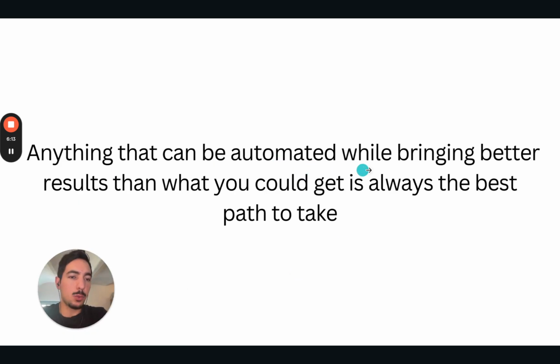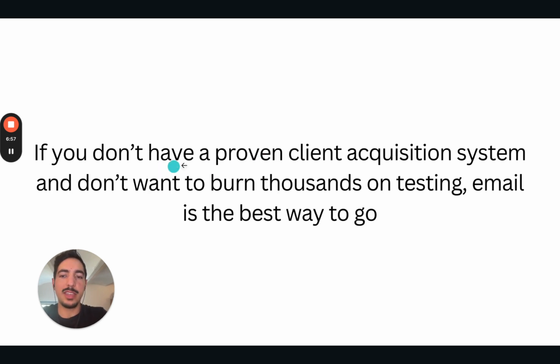Anything that can be automated while bringing better results than what you could get personally is always the better path to take. It's easier said than done, of course, but just have that framework constantly in mind. To automate, of course, we could try ads, we could try delegating from day one, but if you don't have a proven client acquisition system and don't want to burn thousands of dollars on testing, email is absolutely the best way to go. It has the most reach while being completely automated at a super cheap cost. Just think about it. Every single person has an email. You just have to find a way to reach them in an automated manner, which is what I'm going to show you in the following slides.